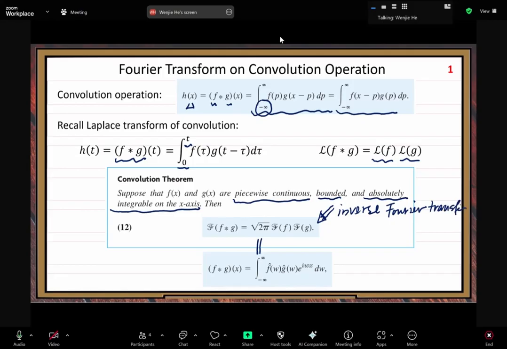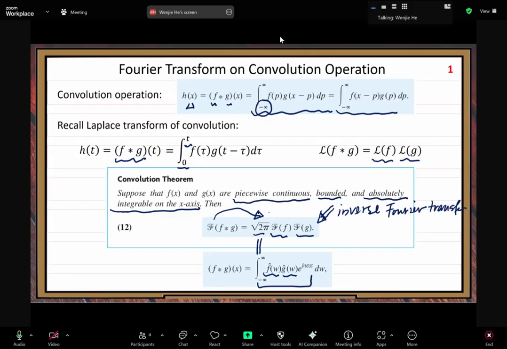Yeah, inverse Fourier transform. Then inverse to this side, right? Capital F, this notation, we use that little hat notation. Yeah, little hat notation. Then the definition of the inverse Fourier transform, this integral, then consider the constant.